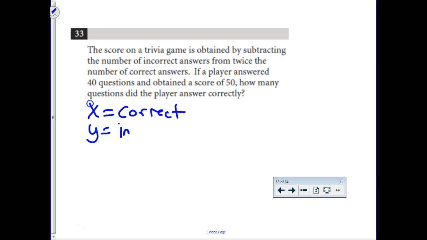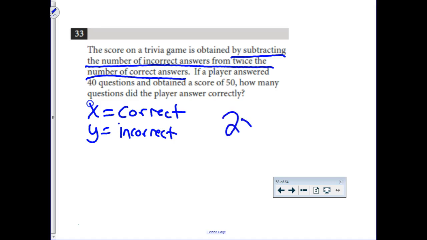So Y would be the incorrect or the wrong ones. Keep reading. A score is found by, now careful, subtracting the number of incorrect answers from twice the number of correct answers. So "subtract from" is one of those backwards subtraction moments. You've got to flip it around in your brain, okay? So twice the correct answers, you're going to subtract from that the incorrect answers.